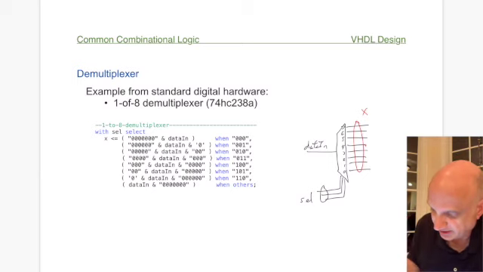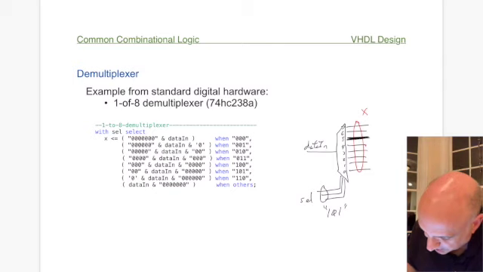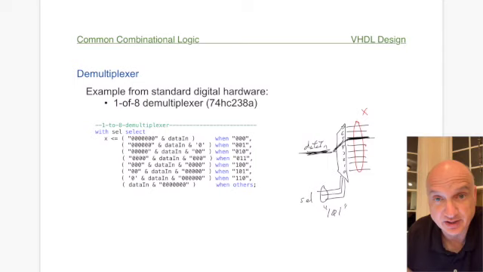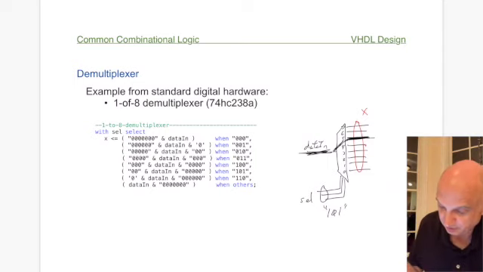So the select line, if it comes in and selects, let's just say 5, for the sake of argument, let's say we put 5 there, 1, 0, 1. And then it's going to select this one, and it's going to take the data input and route it to the 5 output, leaving the other outputs inactive in our demultiplexer.